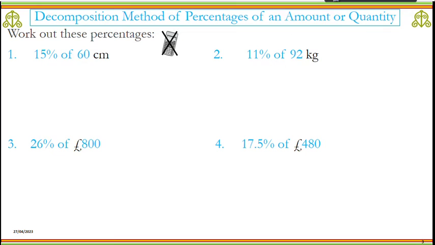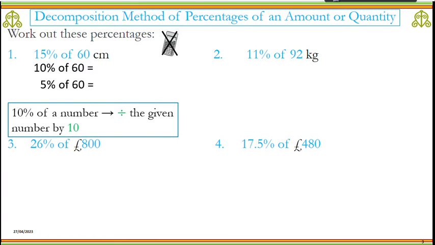So we are supposed to work out 15% of 60 centimeters. Now if you look at your rules, if you did copy them down, what combination will make 15%? We can make 15% by talking about 10% and 5%. So let's go through step by step. 10% of a number is simply divide a given number by 10. So 60 divided by 10, that gives me 6.